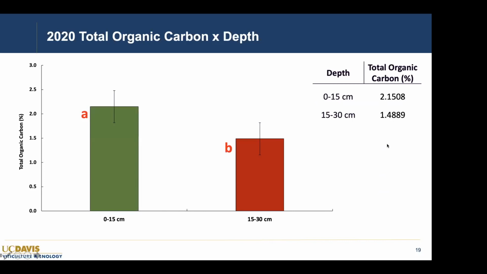So this is total organic carbon by depth. And you can see here that in the upper 15 centimeters of the soil, there's actually about a 30% increase of total organic carbon compared to the 15 to 30 centimeters depth. And this is just reflective of literature, but it's nice to see that corroborated at this site, because this site is particularly sandy.